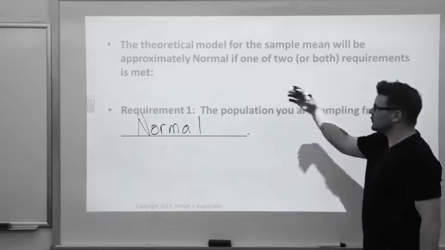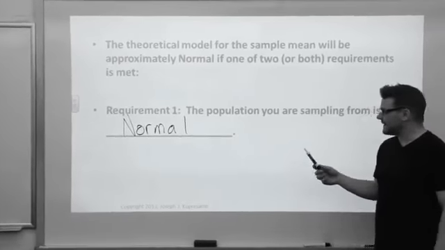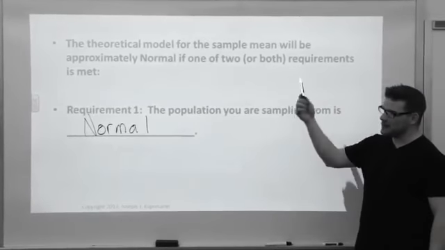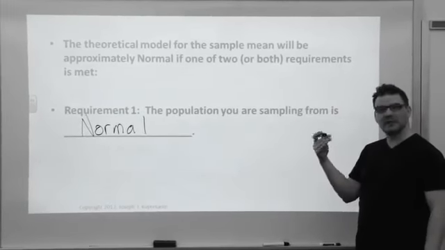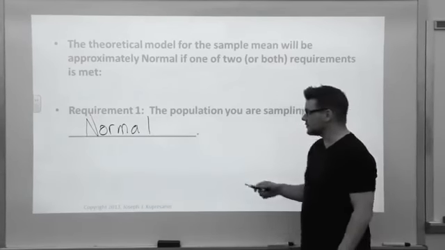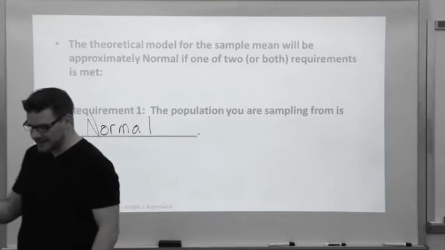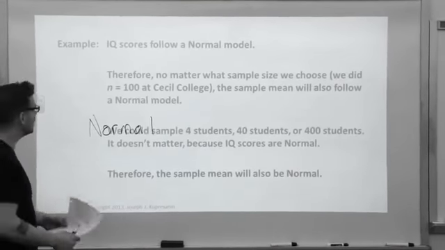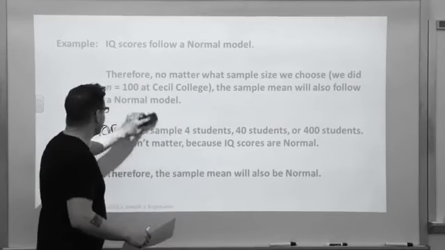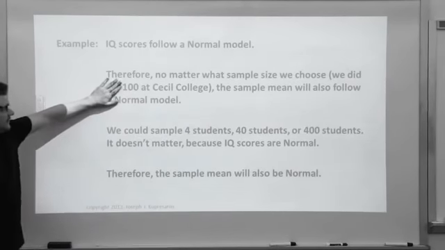What we're trying to zoom in on is the distribution of y bar. One way to get there is if whatever variable we're working with is normal. IQ scores are normal. Because IQ scores are normal, the sample mean will be normal. And it probably says that right below, so let's flip the slide. IQ scores follow a normal model.